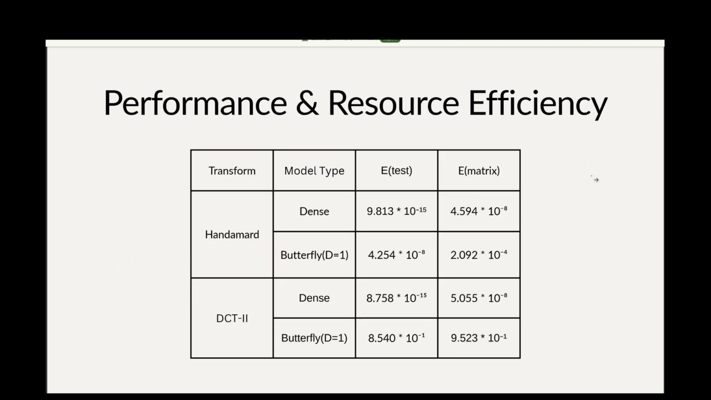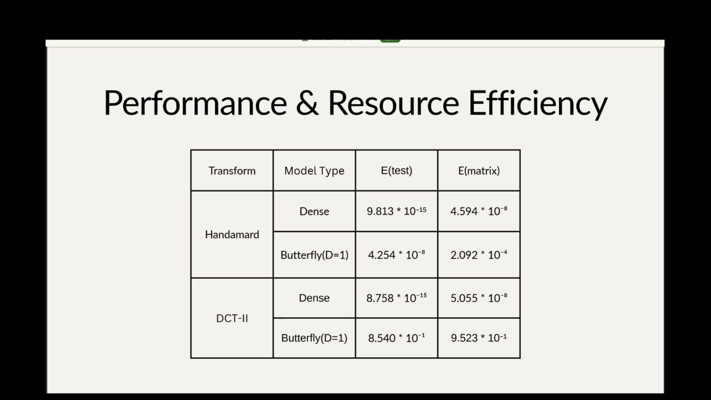In this page, we have a summary table showing the performance and resource efficiency metrics. For the Hadamard transform, both models perform very well. The dense baseline has a test error of 9.81 times 10 to the power of minus 15, and the butterfly model has 4.25 times 10 to the power of minus 8. The matrix reconstruction errors are also very low.